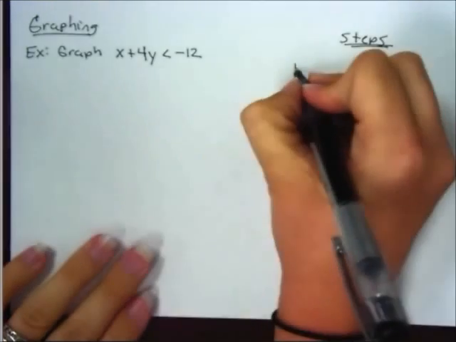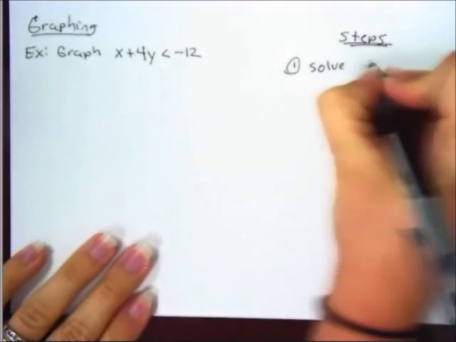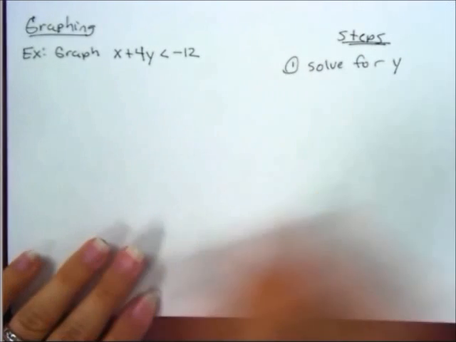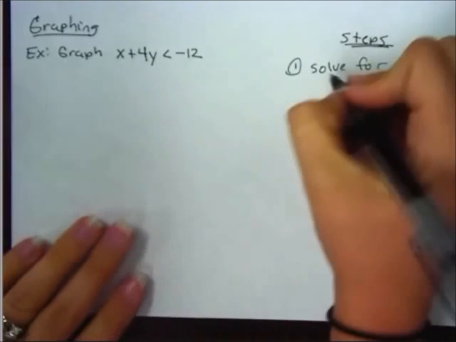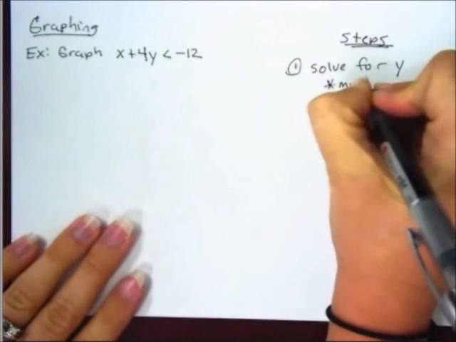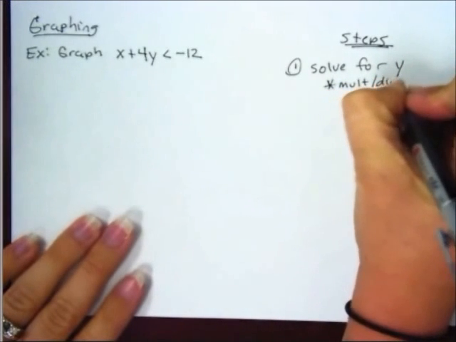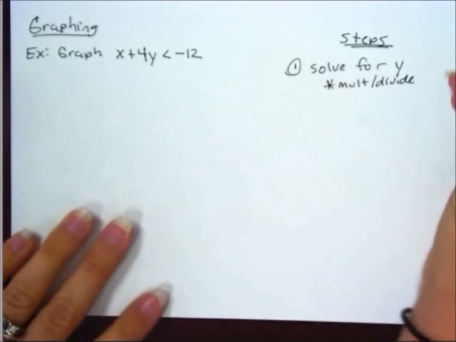The first thing we're going to want to do is solve the inequality for y. We want it to be in y equals, or y less than, equal to, greater than, equal to form, so that way we can actually graph it. Remember that if you multiply or divide by a negative, it's going to flip your symbol.